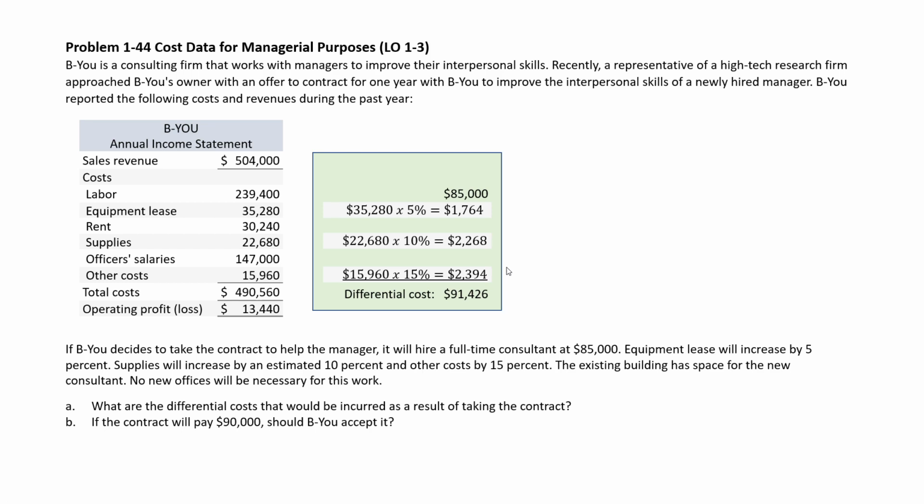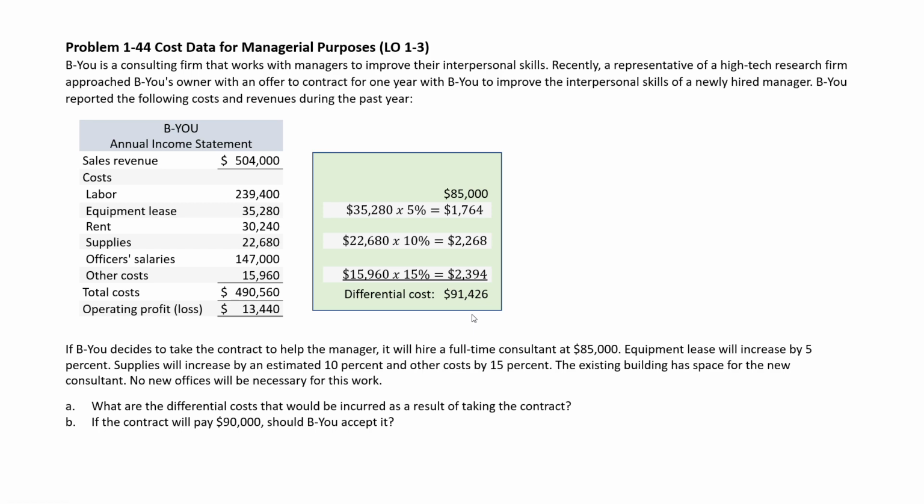Now we're going to add up all our additional costs or differential costs: 85,000 in labor, 1,764 in equipment lease, 2,268 in supplies, and other costs of 2,394 means an additional cost or differential cost in total for answer A of 91,426.